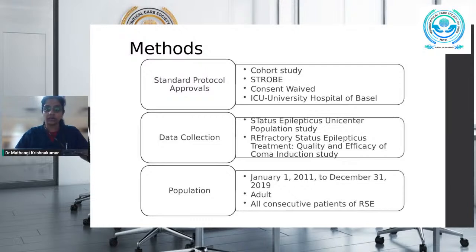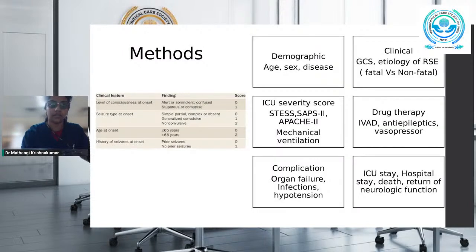This was data collected over 9 years, and it recruited all consecutive patients of refractory status epilepticus admitted in this hospital during this time period, all adults. Now there are a few data which they collected. First is the demographics, where they looked at the age, sex and the disease. Next they looked at severity scoring. Since all of them were admitted in the ICU, they looked at the SAPS-2 and the APACHE-2 scoring. They also used the STESS scoring, which is nothing but the status epilepticus severity scoring.